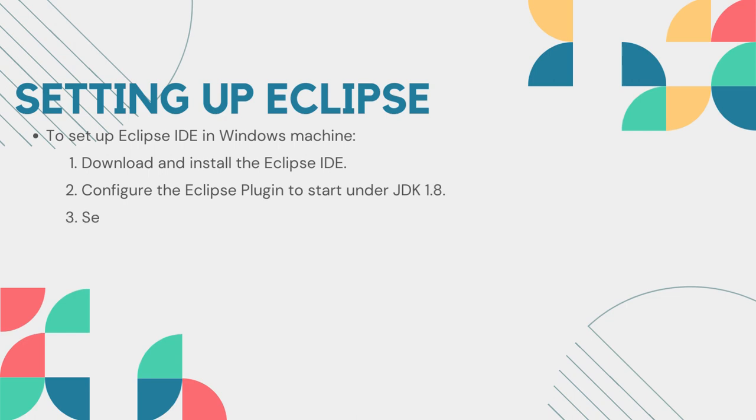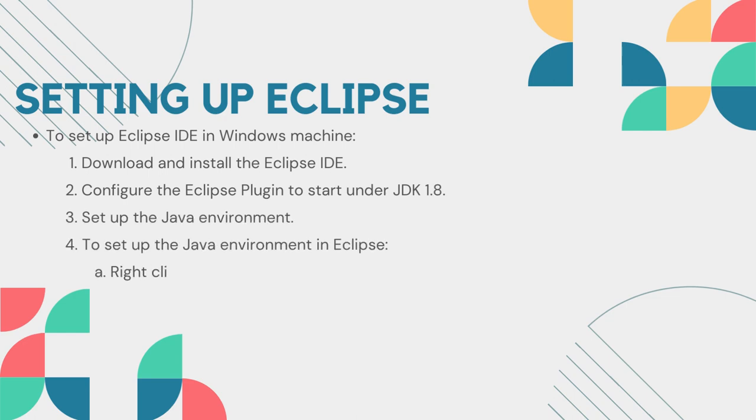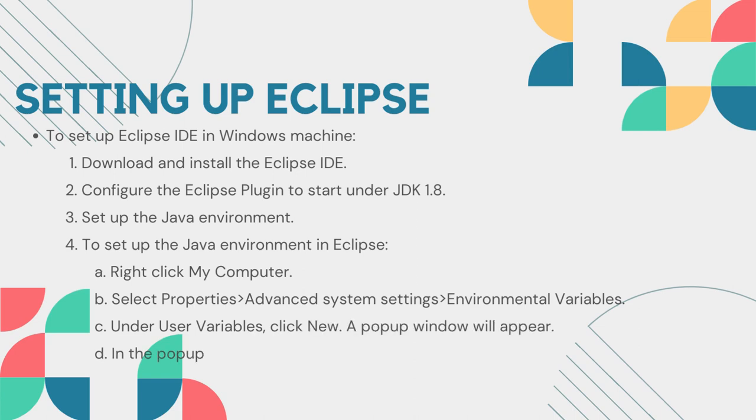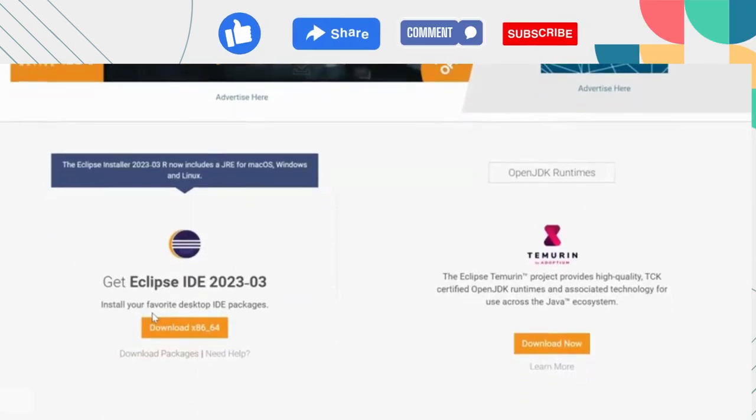To set up the Eclipse IDE, you need to go to the Eclipse official website, download, and install the Eclipse IDE. You need to configure Eclipse to start under the specific JDK version that you are going to use, and set up the development environment. All the steps are already given here, but let me tell you three things. So this is the official Eclipse portal where you can download the very latest Eclipse IDE version.